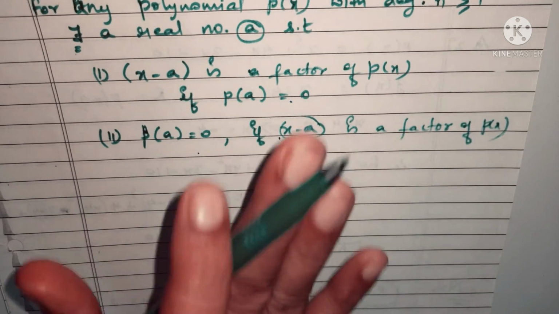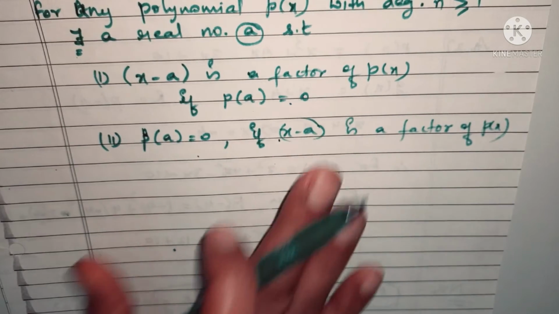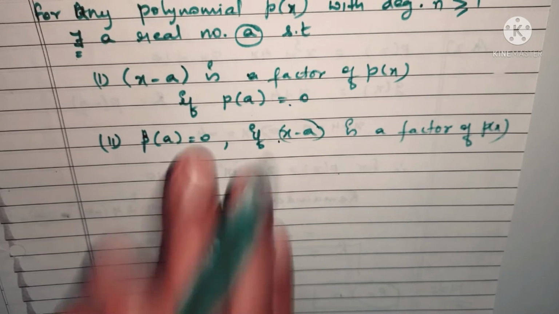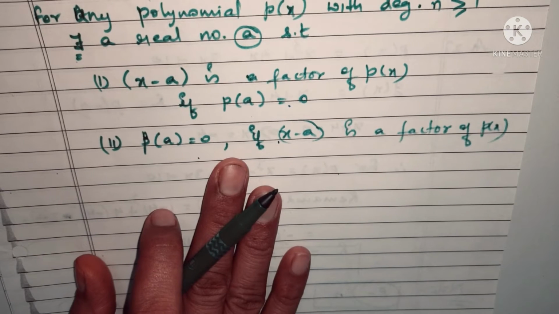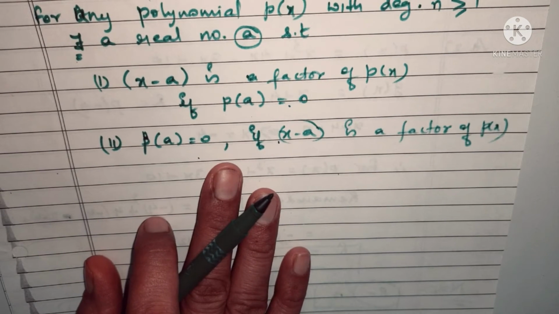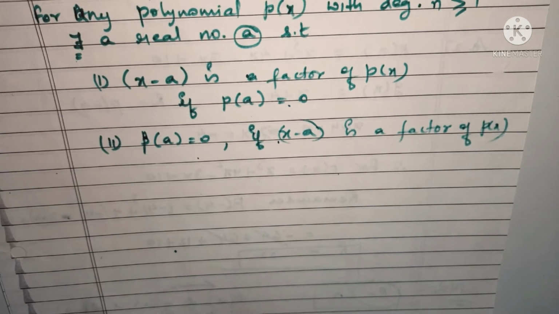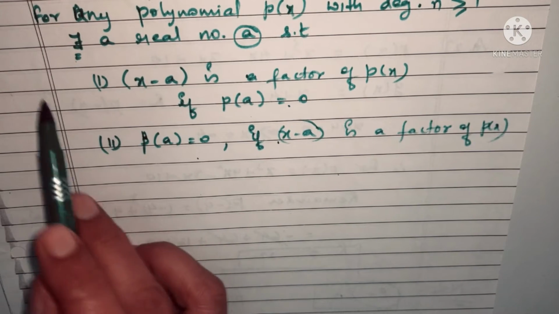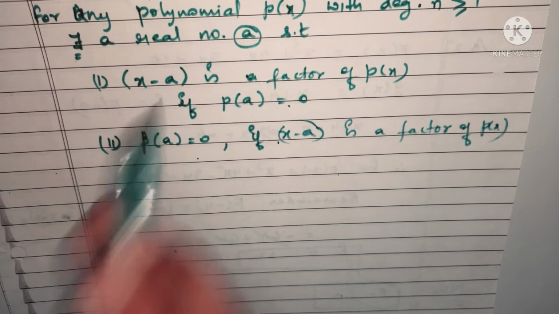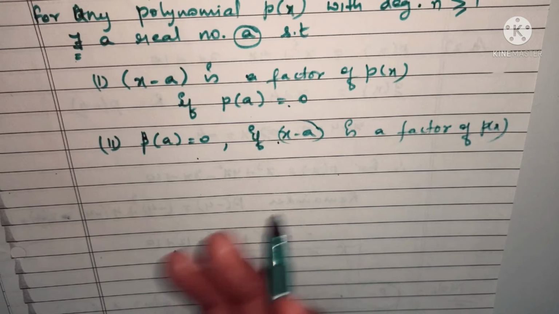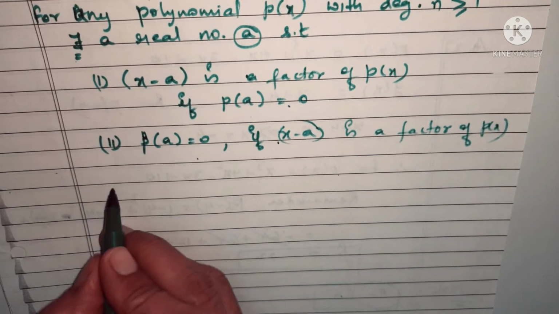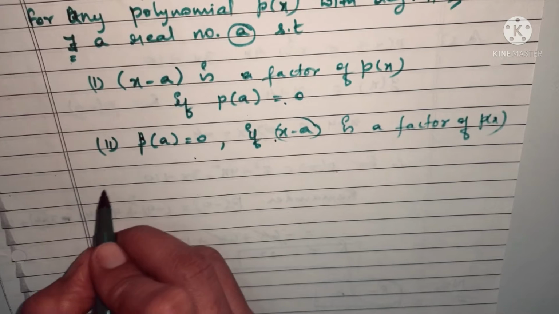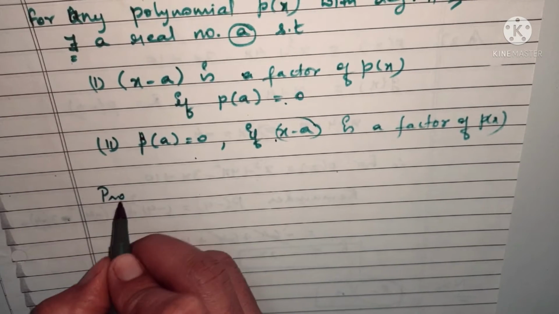Understood? So this is our factor theorem. Let's try to understand why this factor theorem is required. It is required for factorization. When we want to factorize things, we can apply this factor theorem. But before that, let's try to prove it.